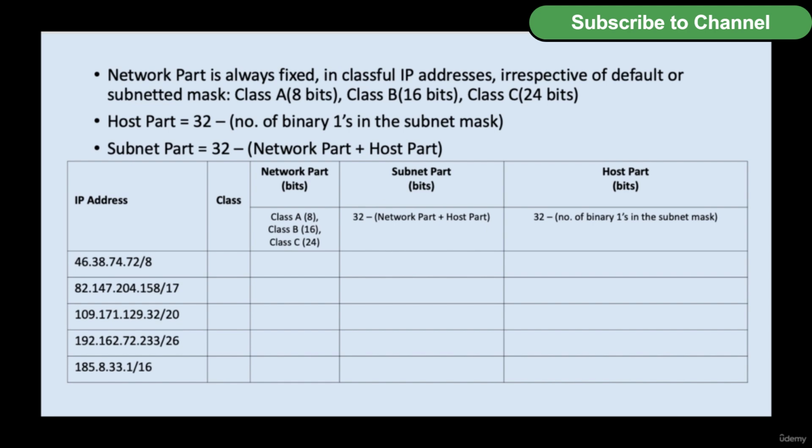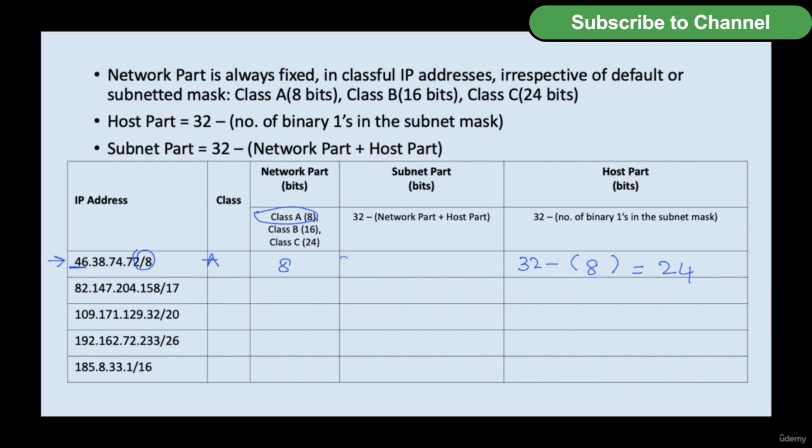So the first thing that we have to determine is the class of the IP address. So the class of this IP address is A. Since it is a class A IP address, the network part will be 8 bits long. And then I will solve the host part: 32 minus the number of binary ones in the subnet mask. These are the number of binary ones in the subnet mask. I don't need to do any calculations. So the answer is 24.